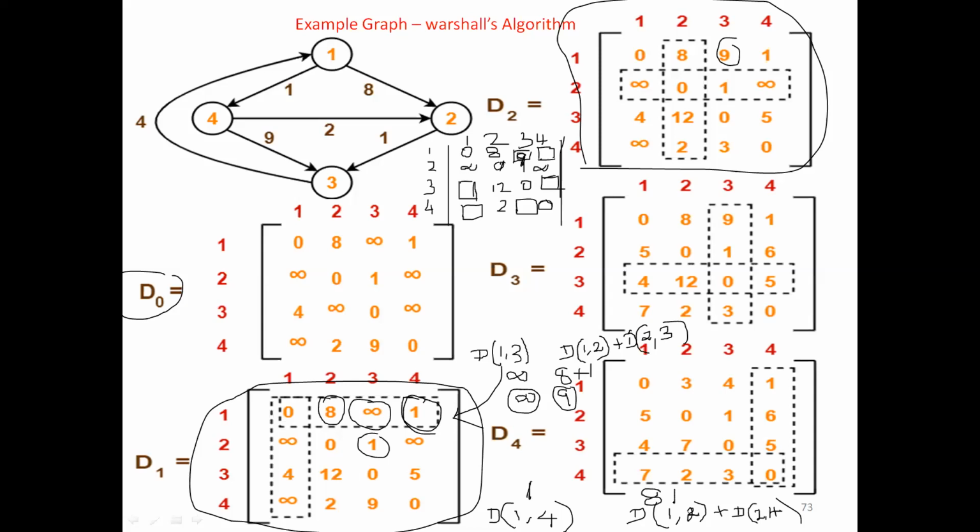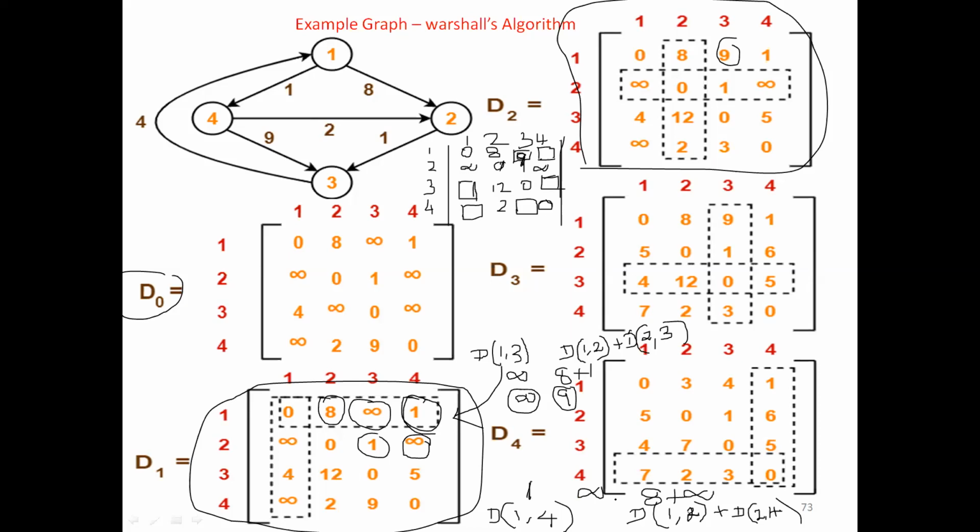8 plus d2 comma 4. d2 comma 4 is infinity. Okay, I'll write infinity here. So 8 plus infinity is what? Obviously infinity only. We know the value of infinity. So it is infinity. 1, I will compare the 1 with the infinity.